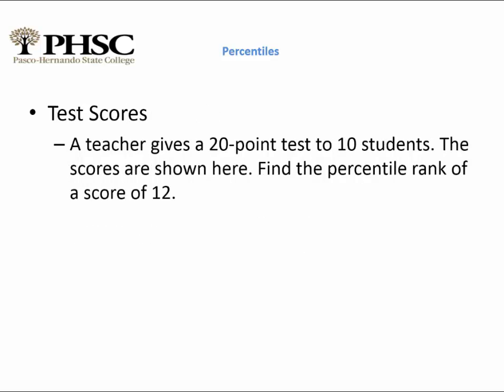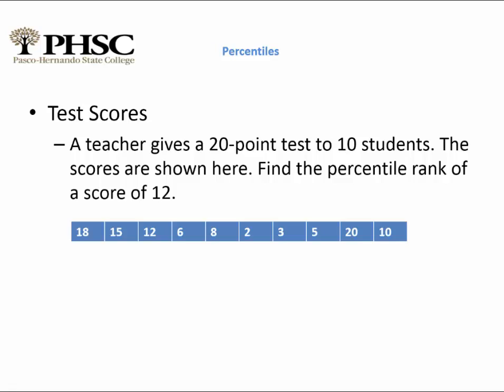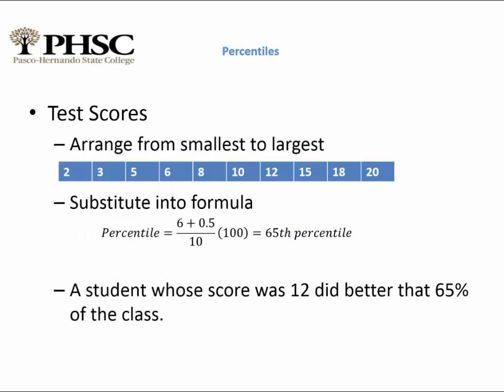So a teacher gives a 20-point test to 10 students. The scores are shown here, and we need to find the percentile rank of a score of 12. So here we have the scores, right? We have 18, 15, 12, 6, 8, 2, 3, 5, 20, and 10. So what is the percentile rank of a score of 12? What we do is arrange them from smallest to largest, and that's what we did. Here are our raw scores. Then we're going to go ahead and substitute into the formula.